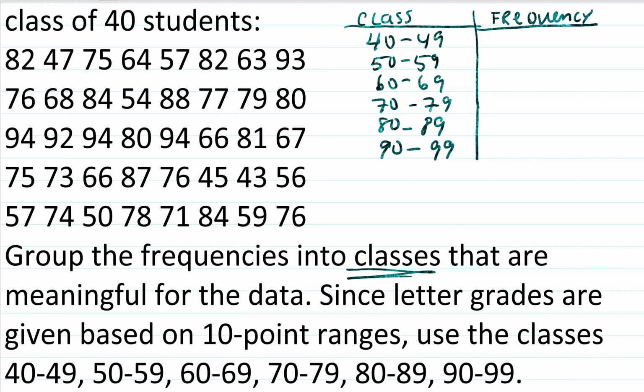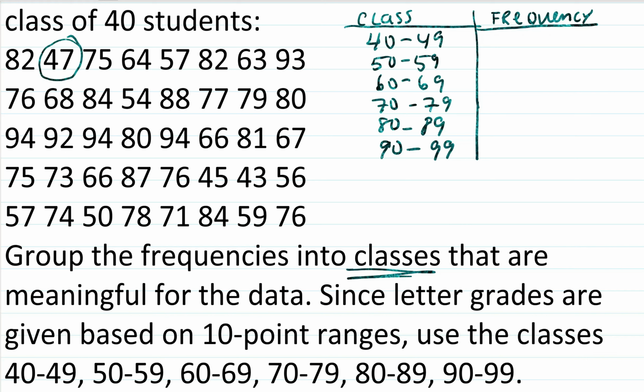All right, so all we do now is go back into the data set and ask, how many of these fall into the first class of 40 to 49? I'm looking for any numbers between 40 and 49. You just have to take your time and go through each row or each column, however you want to do it. 47 is between 40 and 49. What other number there? 45. And 43. And look at the last row. Nope, nothing there. So the frequency there is 3.